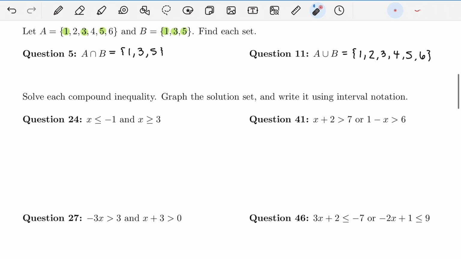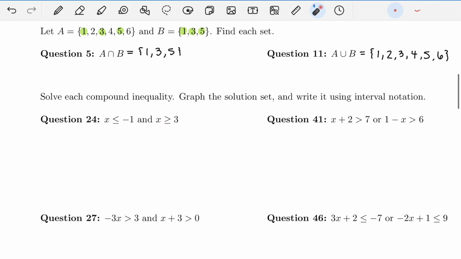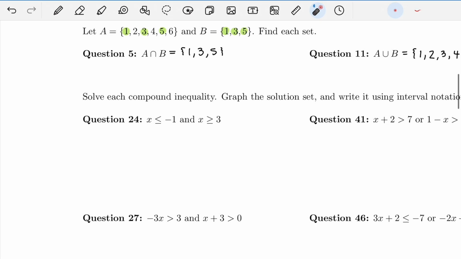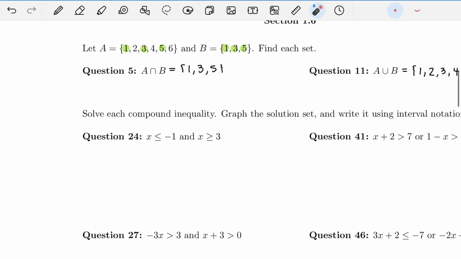All right, so this brings us to our compound inequalities. So what we want to do for these problems here is solve each one. Again, graph the solution set and write it using interval notation. So for this one, for question 24 here, we already have that x is by itself for this compound inequality, so we don't have to do any manipulation to solve for the variable. So what we're told is that our solution set is going to be all x values that are less than or equal to -1 and all x values that are greater than or equal to 3.